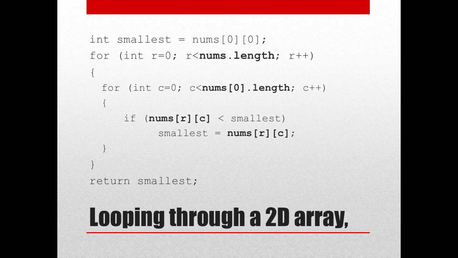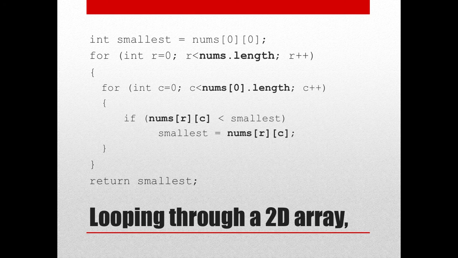Okay. This next one is a very similar thing. You've probably seen this lots of times before. This is our who has the championship belt algorithm. This is finding the smallest thing in a two-dimensional array. So we start with the first one. So int smallest equals nums[0][0]. That's the first one, the one in the upper left-hand corner at row 0, column 0.